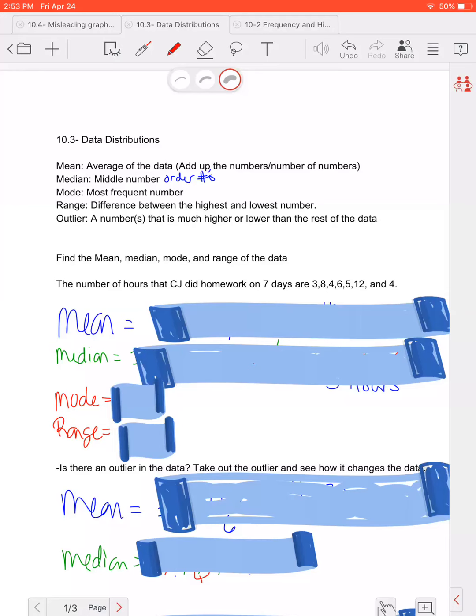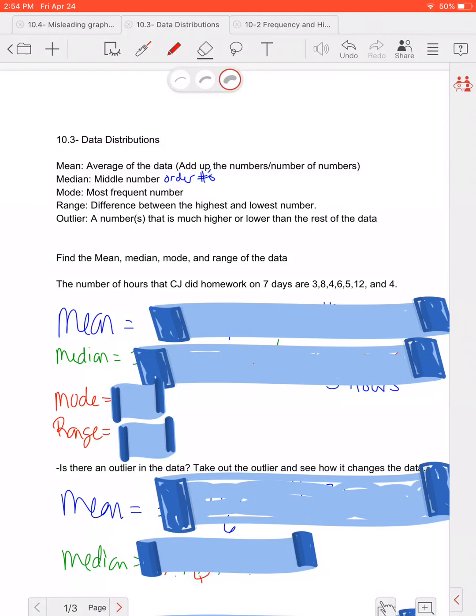Hi all, welcome back. We're going to continue talking about data distributions, specifically mean, median, mode, range, and outliers. This is very important because you will be tested on this on the SAT, and we've noticed a lot of these questions coming up. So please make sure you know the difference and can define them and find each one of them, okay? So we'll start with mean.